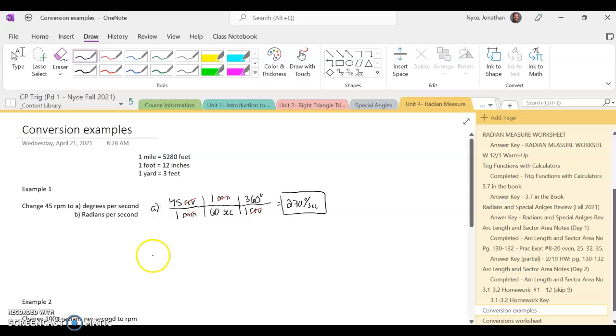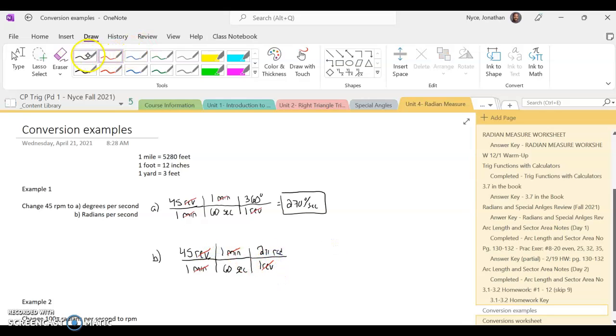That's for part A. For part B, we'll do the same thing, but now we're changing our 45 revolutions per minute into radians per second. I want to change my minutes into seconds because I no longer want minutes, I want seconds. So we know 1 minute is 60 seconds. You'll see the minutes cancel, so we're left with seconds as our time unit, which is good. I'm going to multiply again with 45 revolutions. We know that 1 revolution is 2 pi radians. You'll notice the revolutions cancel.